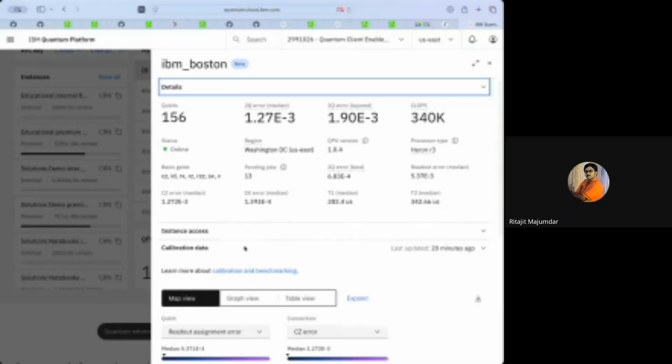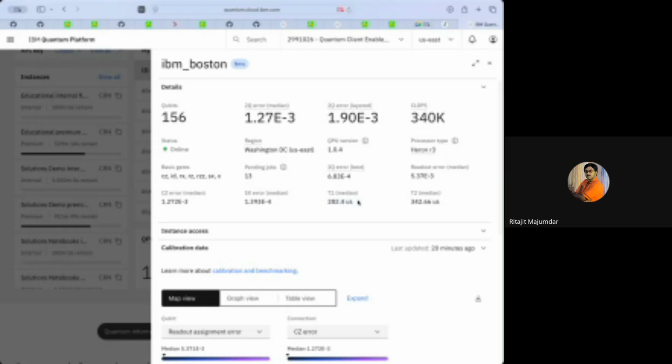Yeah, I understand. But where are we? How do we check these specs? Again, just go to this IBM quantum platform. Let me share. If you go to this IBM quantum platform, it gives you the T1 time here. What is the T1 time? What is the median T1 time?